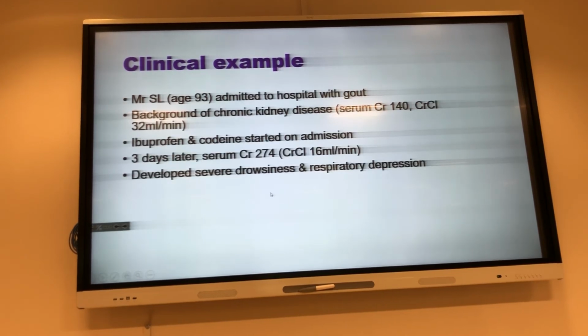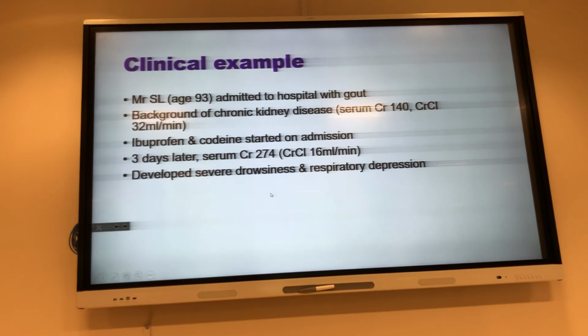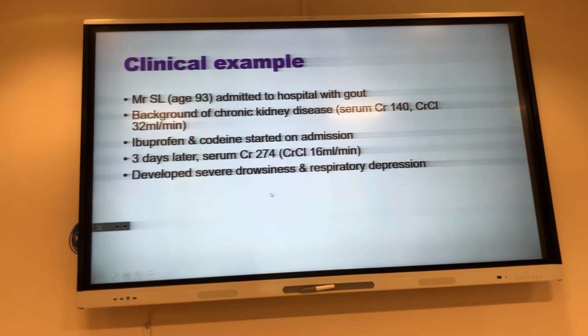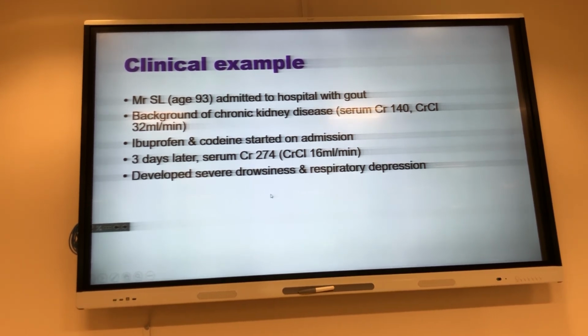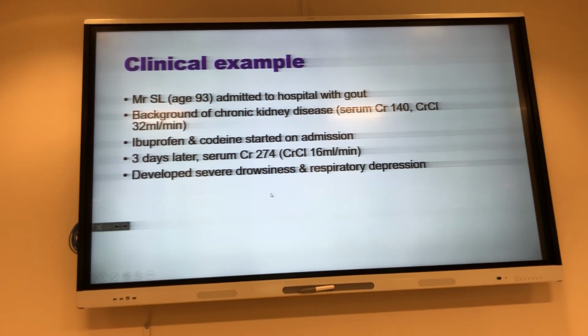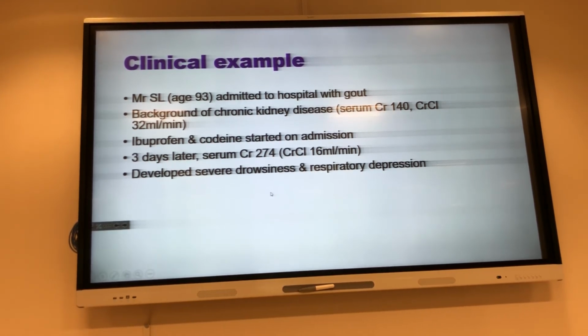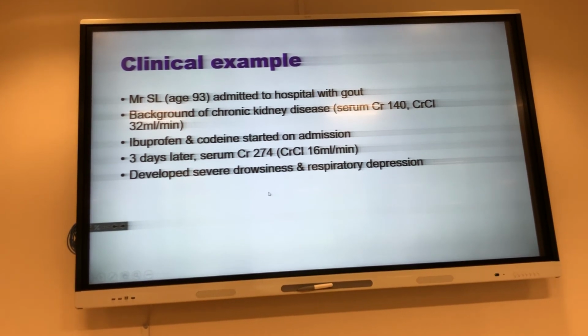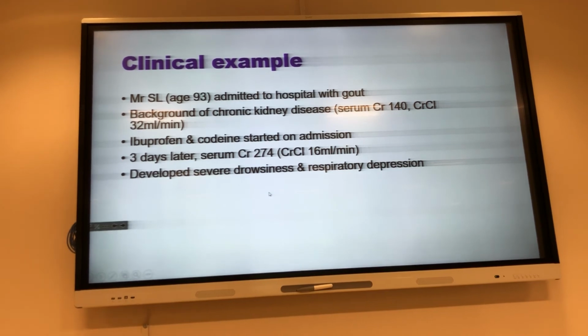Okay, so this is an example. Mr. SL, 93 years old, admitted to the hospital with gout, background of chronic kidney disease. Serum creatinine is 140, creatinine clearance is 32 per minute. Ibuprofen and codeine were started on admission. Three days later, serum creatinine was 274 and the clearance is 16 per minute. He developed severe drowsiness and respiratory depression.